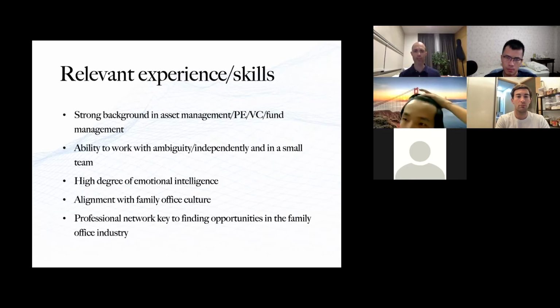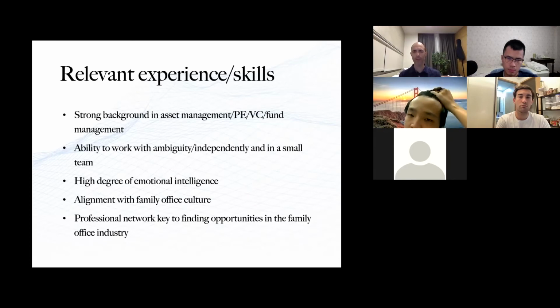Having a high degree of emotional intelligence. What do I mean by this? It's really important to be able to understand how to manage the interpersonal communications with a family. Families can be very complex organizations because everybody is very different. There are conflicting interests. Some people are honest, some people are not. Some people manipulate, some people don't. And so it can be very difficult to understand how to maneuver. So having that level of emotional intelligence is really, really important.